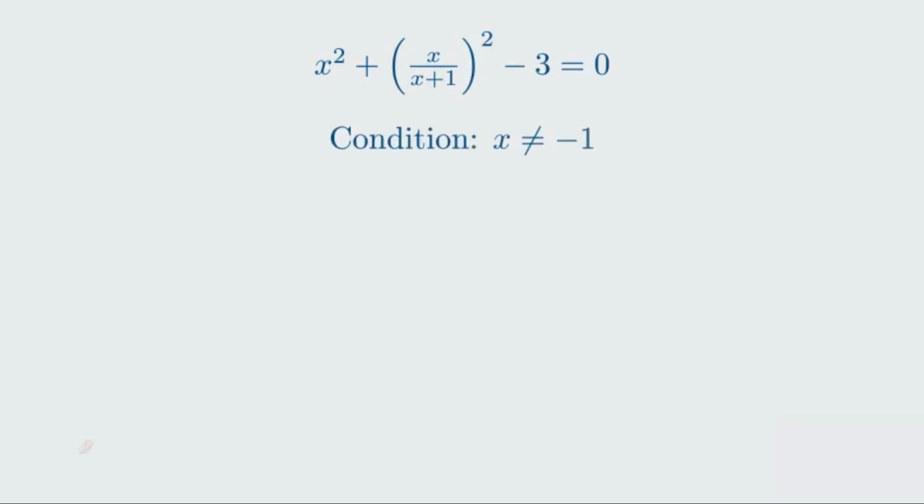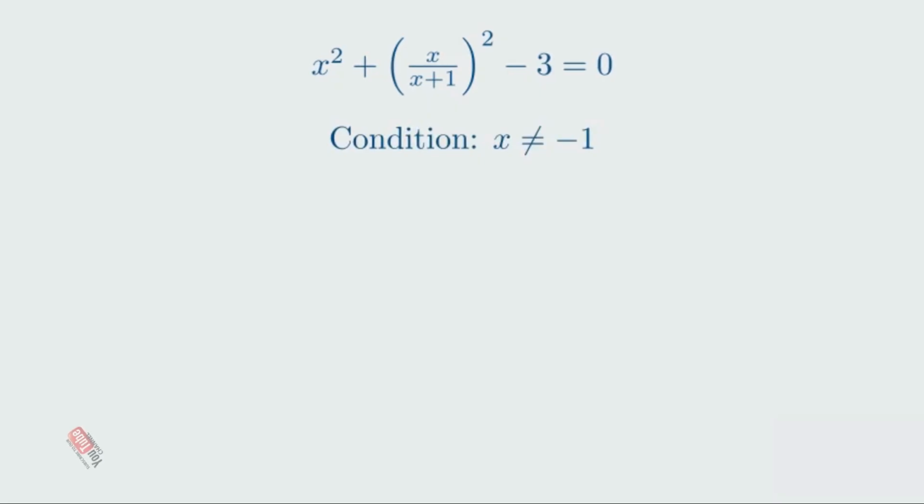Hello, today we're going to solve an interesting equation that involves both polynomials and fractions. The equation is x squared plus the quantity x over x plus 1 squared minus 3 equals 0. Our goal is to find all the real values of x that make this equation true. As a quick note, since we have x in the denominator, we must remember that x cannot be -1 because division by 0 is undefined.